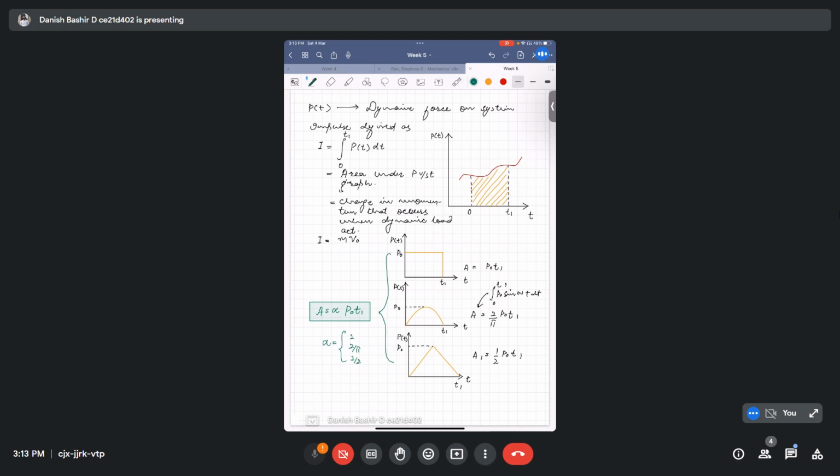People can correlate it with all these shapes. I can make shapes in front of them for your convenience. So alpha equals 1 for the rectangular pulse, 2 by pi for the half sine pulse, and one half for the triangular pulse. It's very easy. I showed all this because I need it at this place.